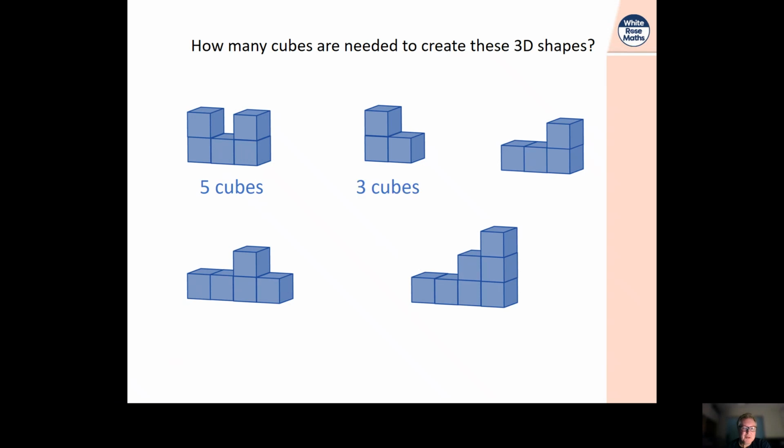Five cubes, 3 cubes, 4 cubes, 5 cubes, 1 cube. So far so good. Seems quite straightforward. What are we counting the cubes for? What are the cubes telling us?